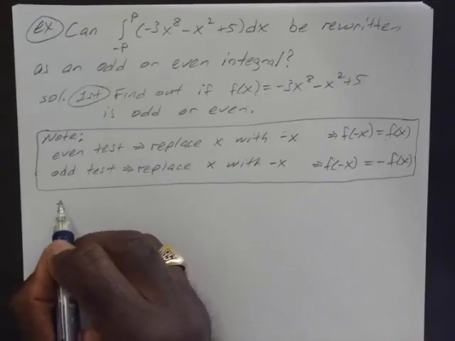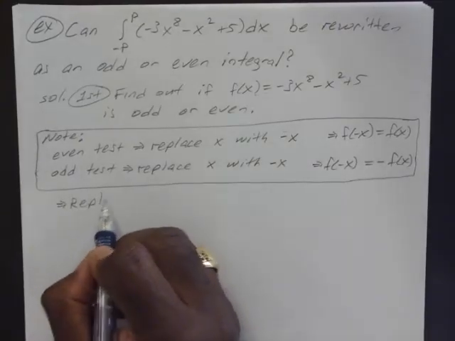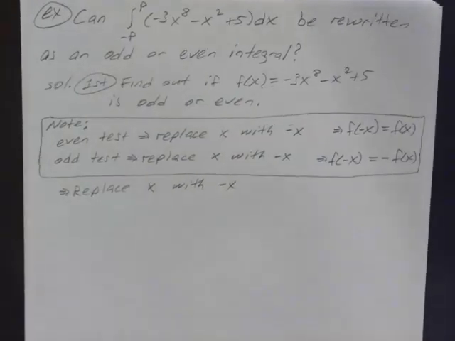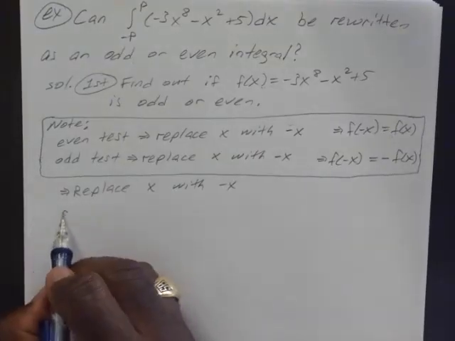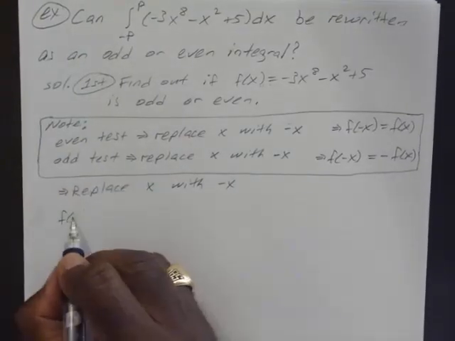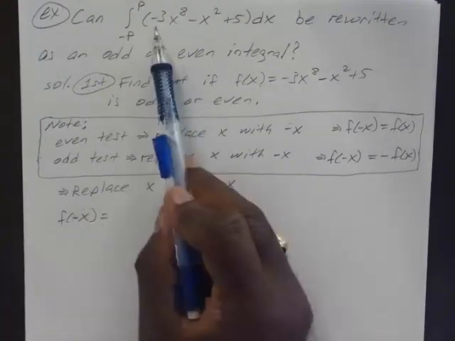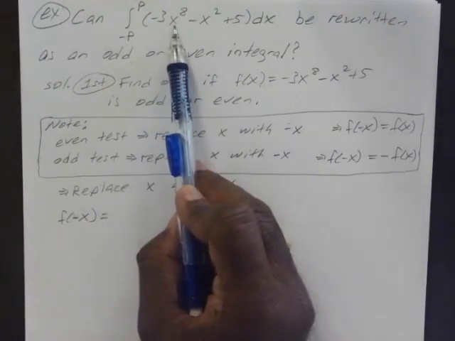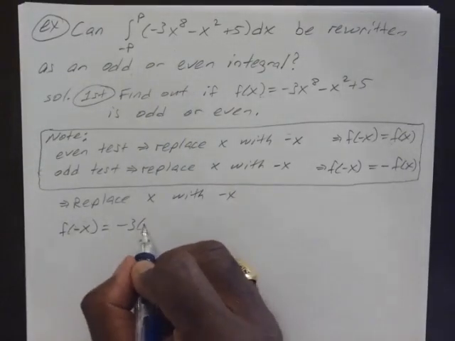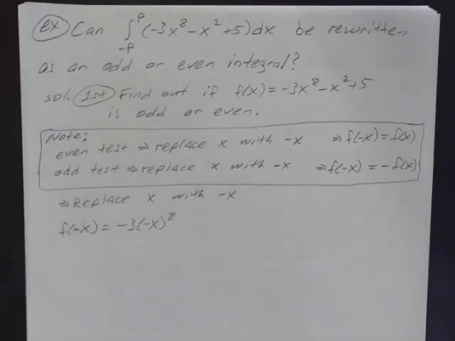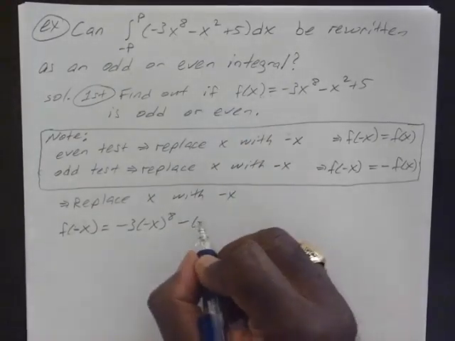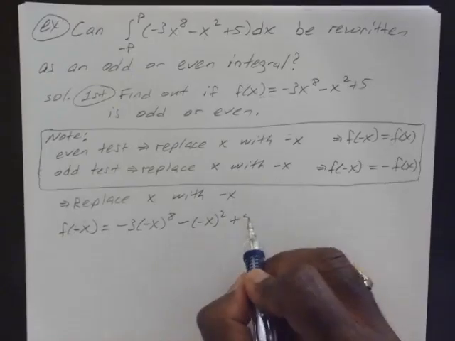Okay, so now let's just replace x with negative x. So f of negative x is going to equal negative 3 times negative x to the 8th power, minus negative x squared, plus 5.